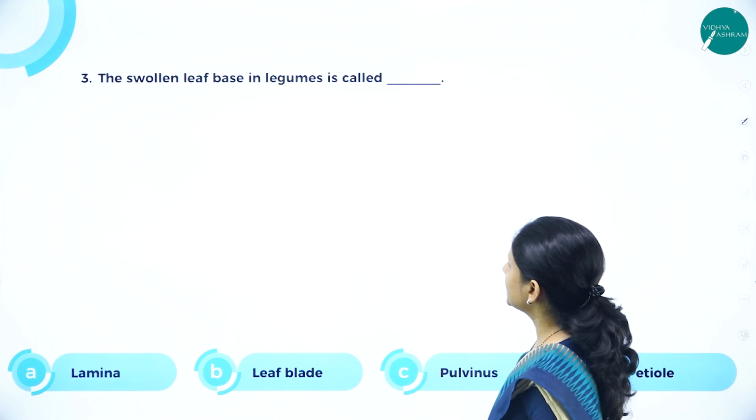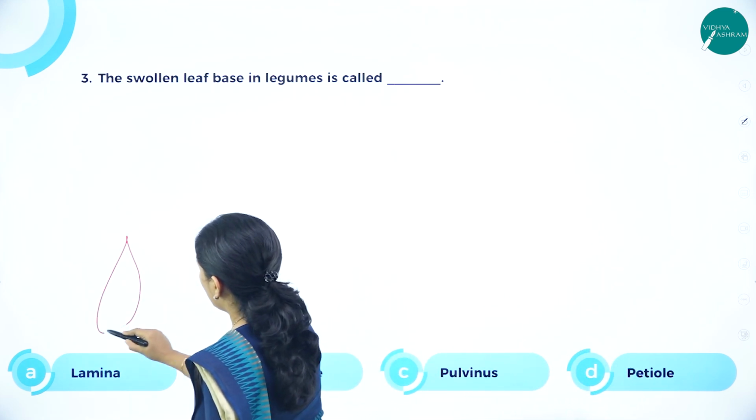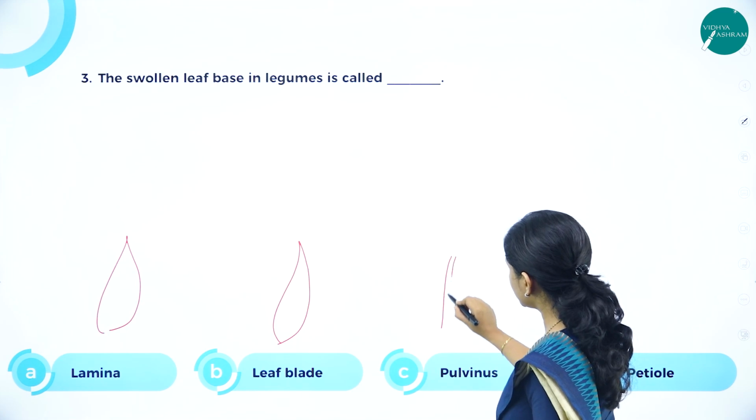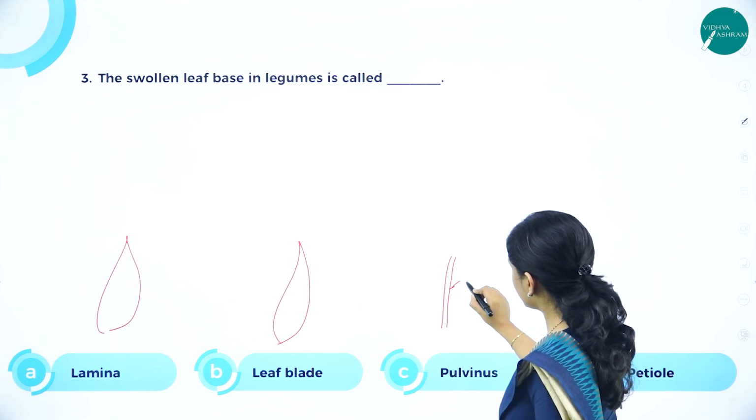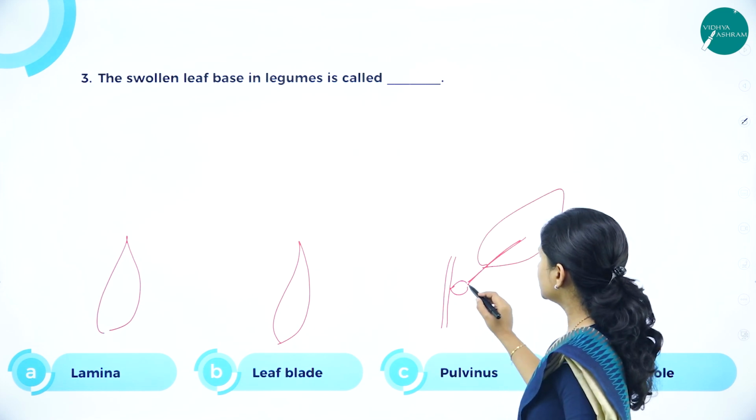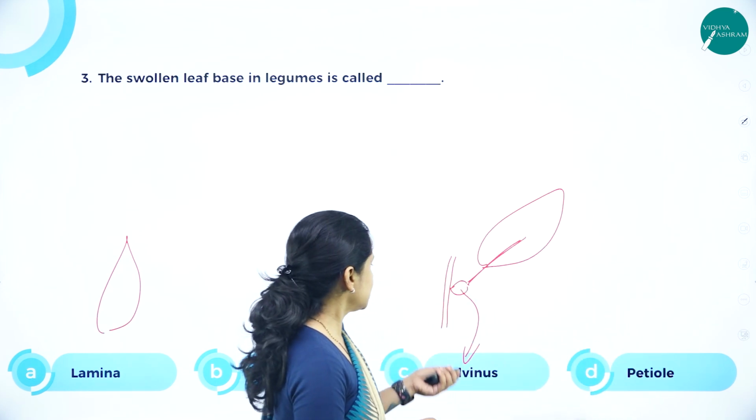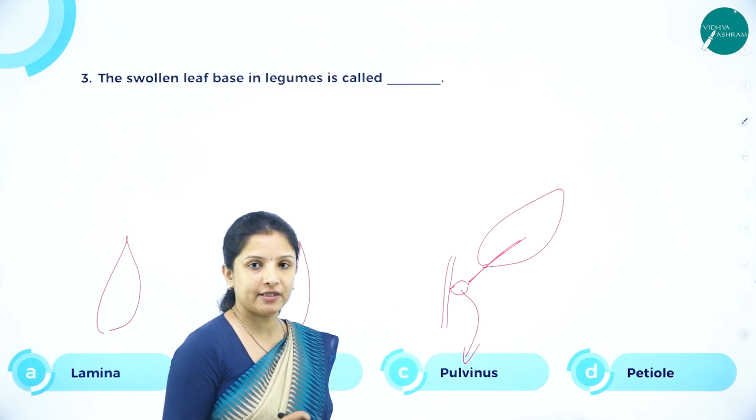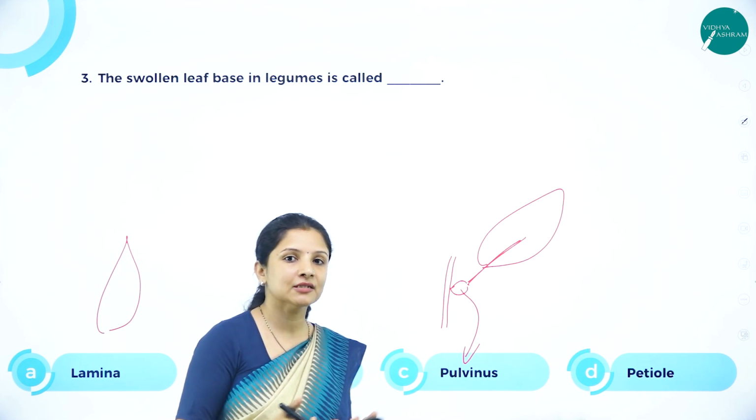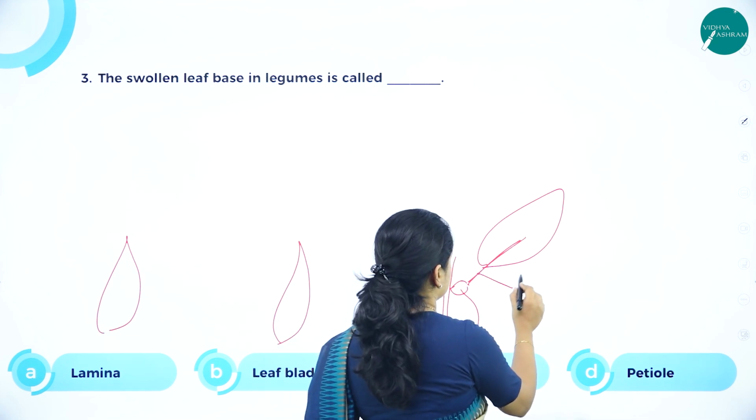Next, the swollen leaf base in legumes is called lamina. No, lamina is the entire portion of the leaf. Leaf blade is also the entire portion of the leaf. Pulvinus is the right answer, because I told you in the leaf base, where the petiole arises, sometimes it will be swollen like this and then the leaf will form. So this is the pulvinus. The swollen leaf base is called the pulvinus. Or they can ask the question like this: pulvinus or swollen leaf base are found in dash. It is in legumes. Leguminous plants have a pulvinus leaf base. It's not petiole, because this is the petiole.